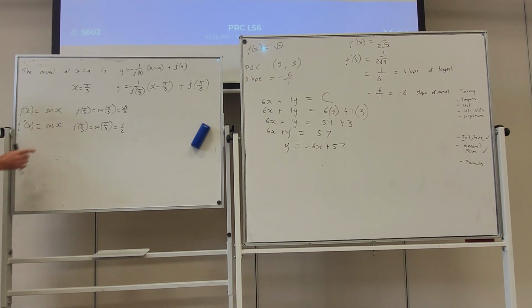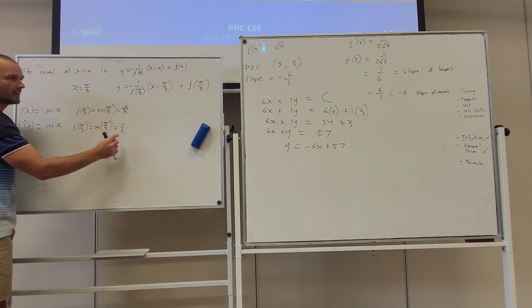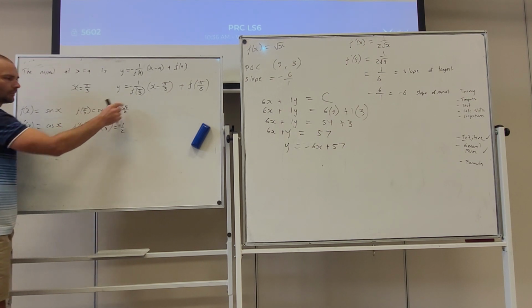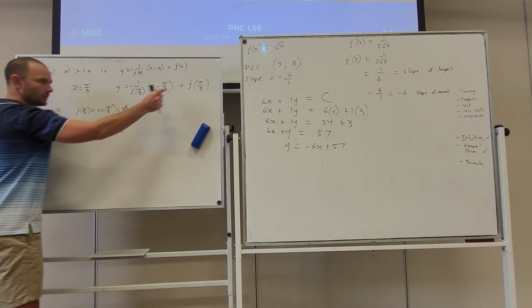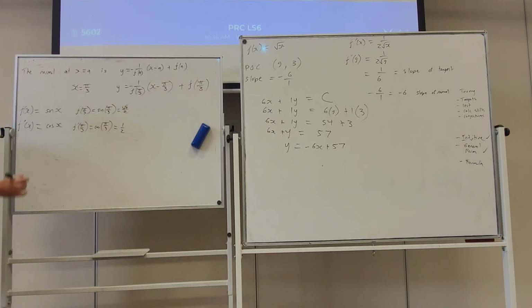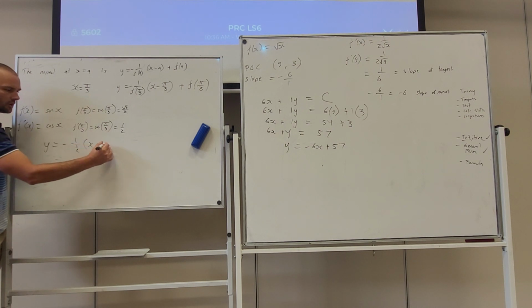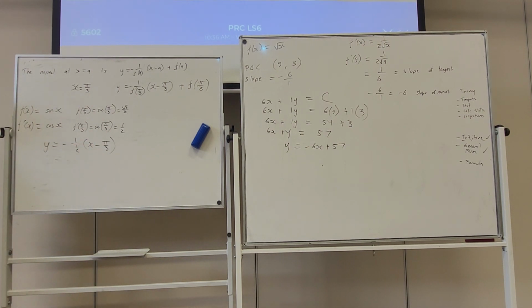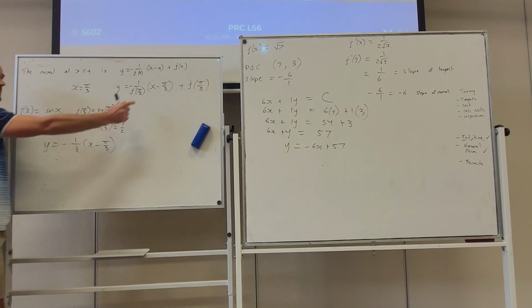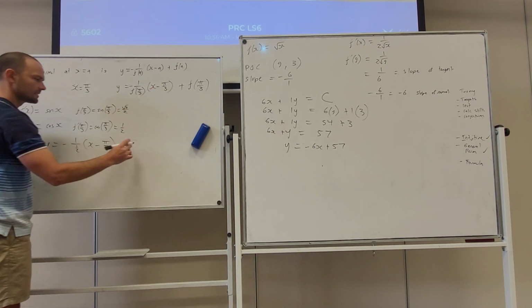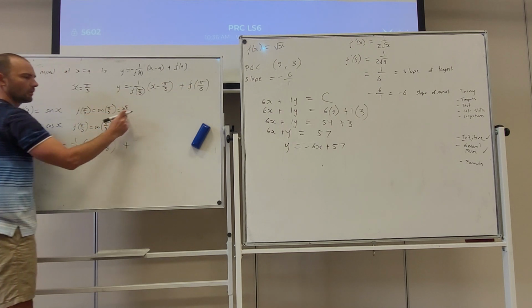All right, so we've got f dash of pi on 3. That's half. That's going to go there. We've got f of pi on 3. That's root 3 on 2. That's going to go there. So let's just state what we have then. We have minus 1 on f dash of pi on 3, minus 1 on half times x take pi on 3. Alright, that part's just staying as plus f of pi on 3, well that's root 3 on 2.